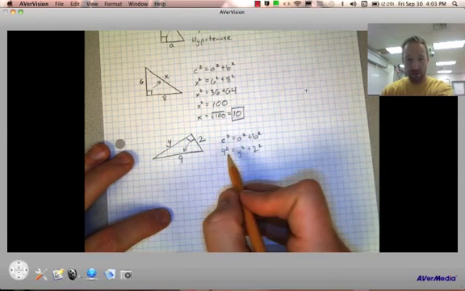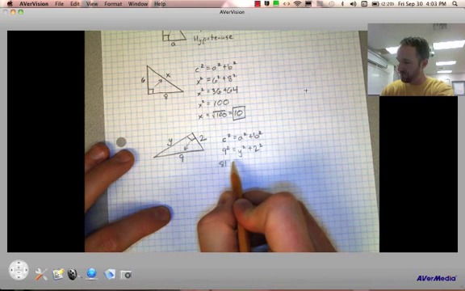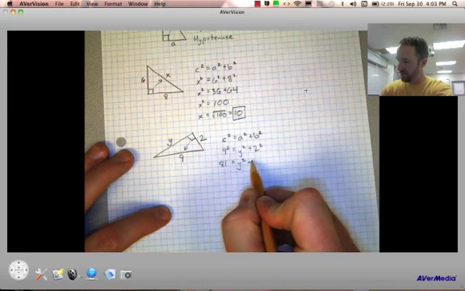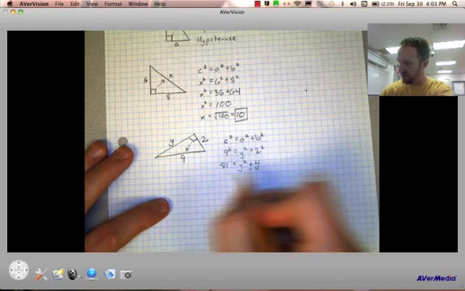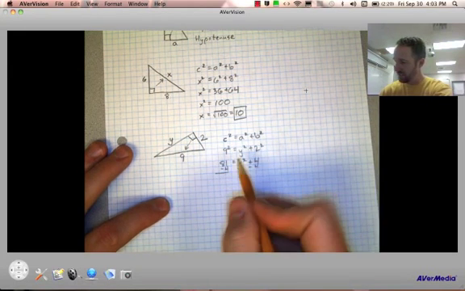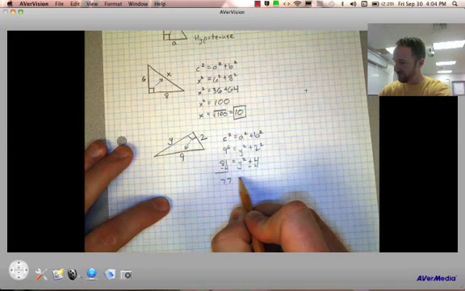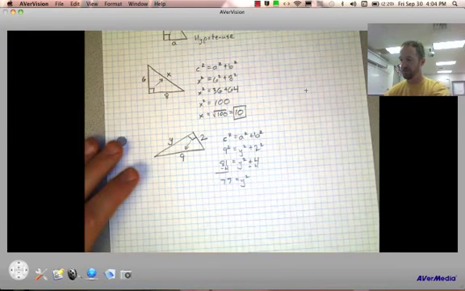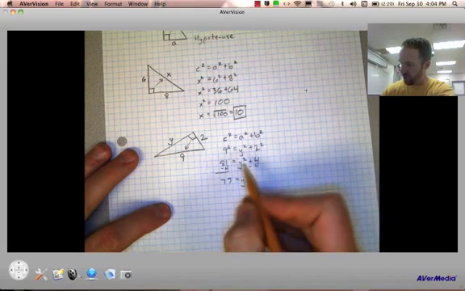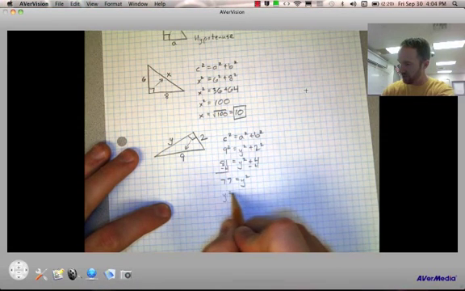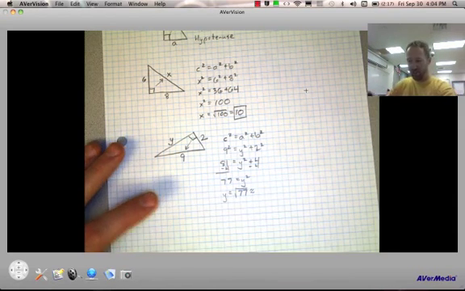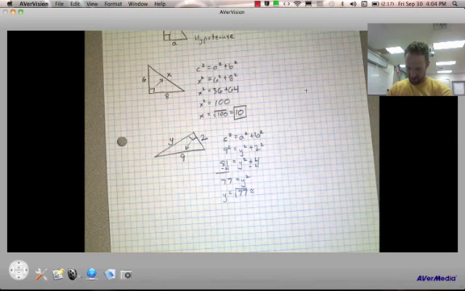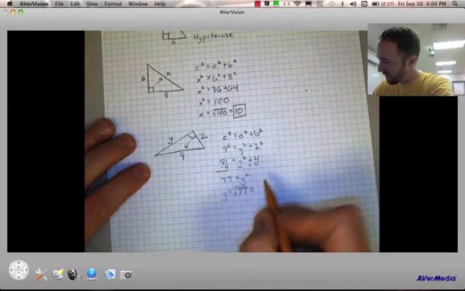Now let's solve. 9 squared is 81. 2 squared is 4. And we want to get rid of that 4, so we're going to have to subtract 4 from both sides this time. And that gives you 77 equals y squared. And to undo the squared, you square root both sides. That gives us y equals the square root of 77, which I'm going to have to use my calculator to figure out. The square root of 77 is, rounded to the nearest tenth, about 8.7.